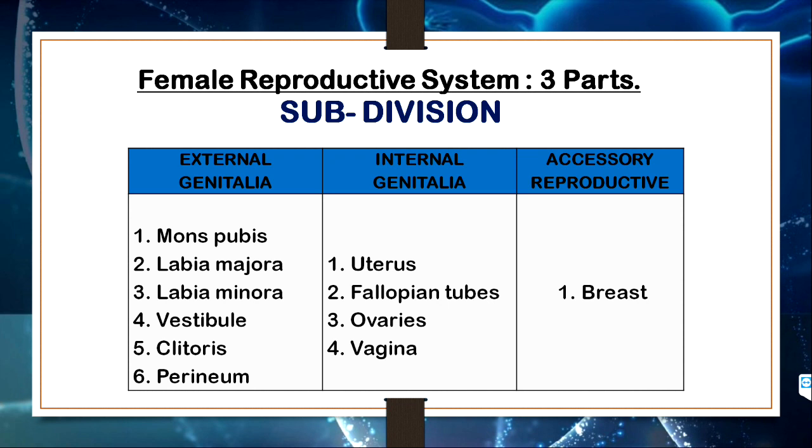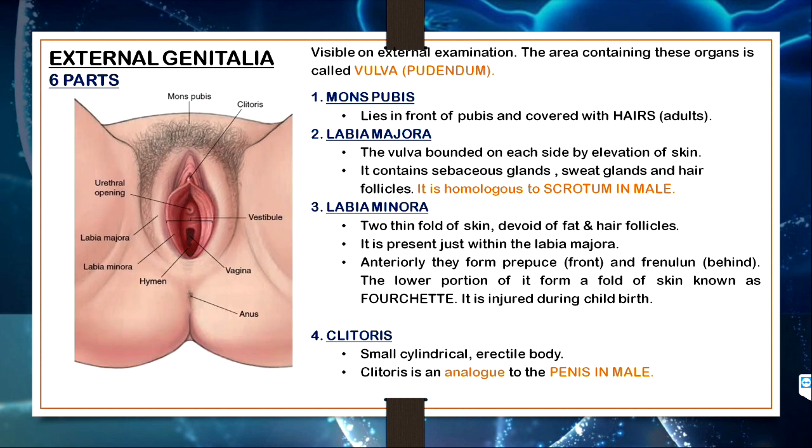So we will discuss external genitalia. Let's see in the next slide. External genitalia. As you all must be knowing, external means outside. That means that these organs are visible on external examination, and the area which contains all these six parts is called vulva or the pudendum.